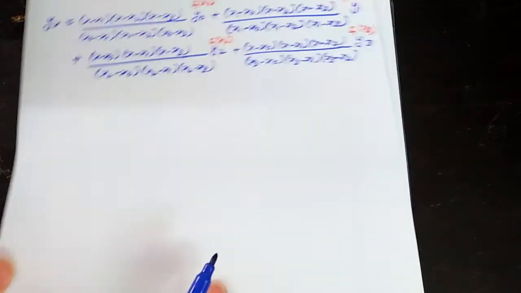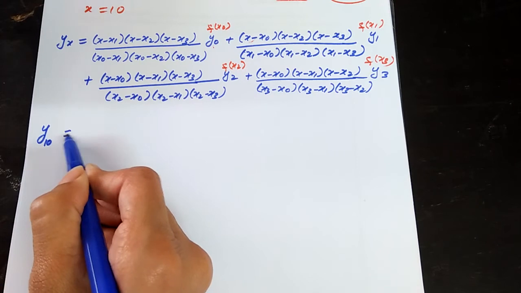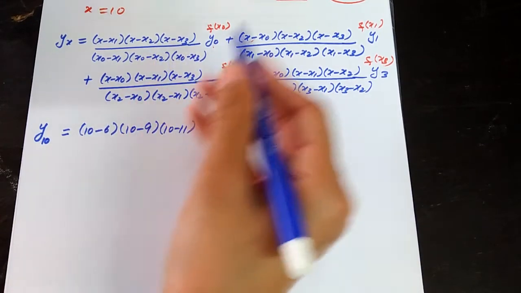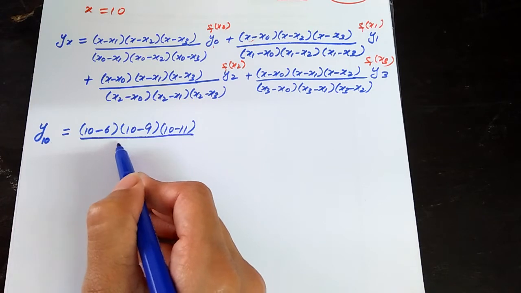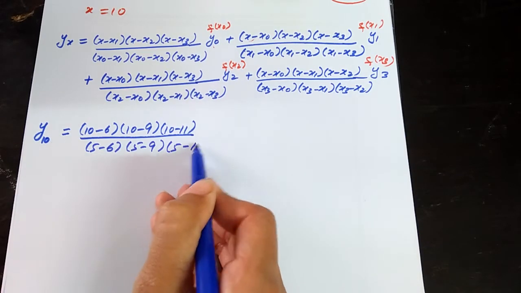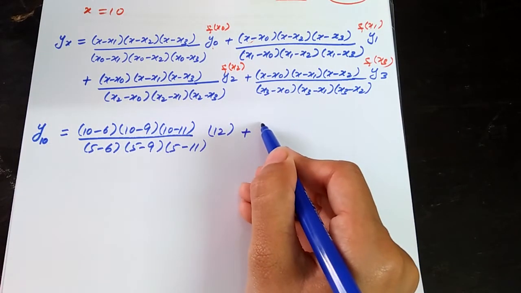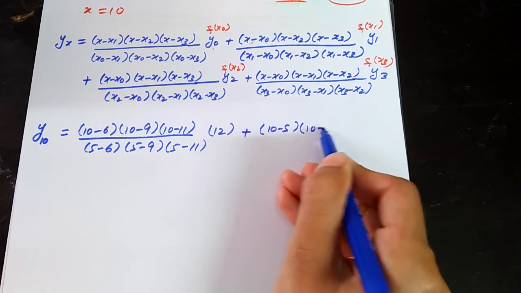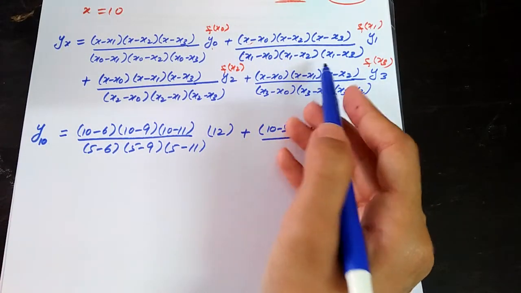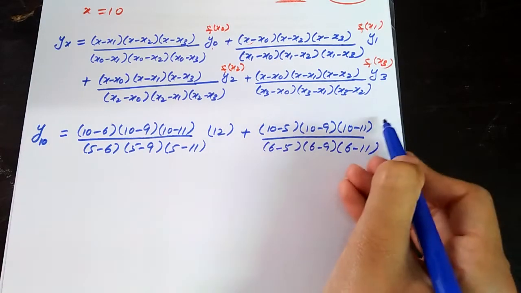We will get here y10, where x is our 10. y10 will be equal to (10 minus 6)(10 minus 9)(10 minus 11). I'm just filling in the data from the table. And here I will have (5 minus 6)(5 minus 9)(5 minus 11) times 12. Plus here I will write (10 minus 5)(10 minus 9)(10 minus 11) divided by x1 minus x0, and all these terms will give us (6 minus 5)(6 minus 9)(6 minus 11), and what is our y1?